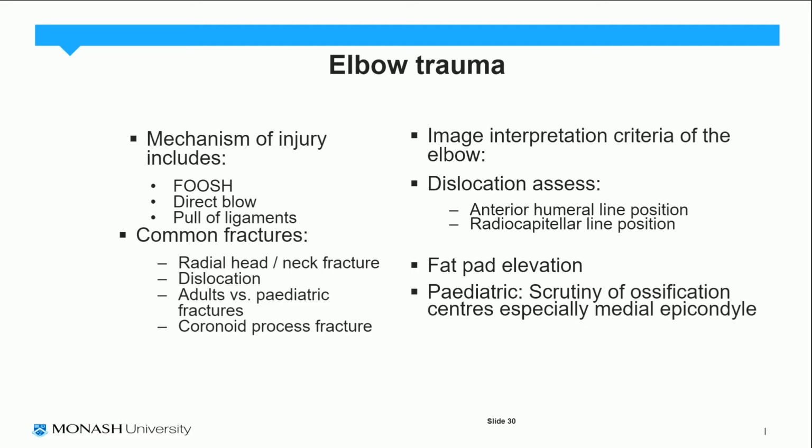Some of the important image interpretation criteria need to be applied to the elbow. So if you want to exclude a dislocation, there are two lines: the anterior humeral line and the radiocapitellar line, and I'll tell you a little bit more about that. And then soft tissue signs are important. Elevated fat pads, especially the posterior fat pad, is a strong indicator of an occult fracture if you can't see the fracture. And then when we look at the pediatric elbow, it's important to scrutinize ossification centers so that you don't unnecessarily call them avulsion fractures.